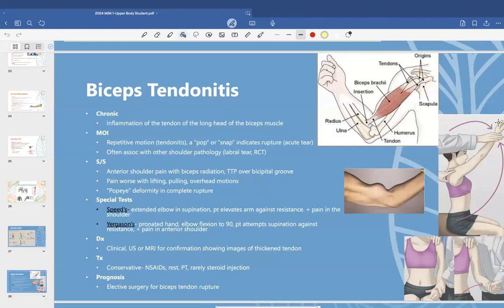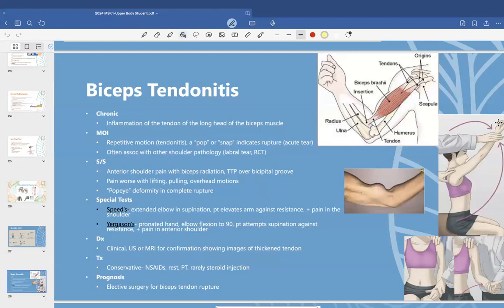All right, there are special tests for biceps tendonitis, Speed's test, Yergason's test. I have those on the next slide. As far as diagnosing this, it's a clinical diagnosis. You can use an ultrasound or MRI to confirm. It'll show you a thickened tendon because of that inflammation. But this is clinical. They'll describe it, you palpate it, pretty good to go. Conservative treatment. Very rarely do we put steroids in and around an area of tendonitis. Any idea why?